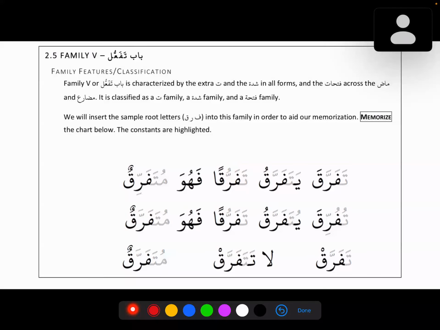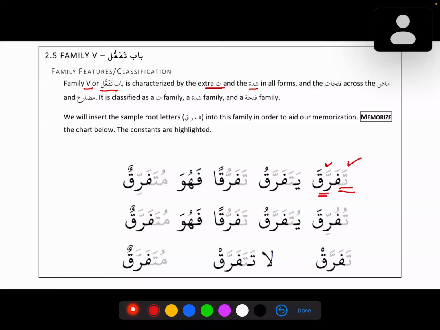Okay, so family 5, bab tafa'ul, tafa'ulun or tafa'alan, however you want to remember that, is characterized by an extra ta. So there is going to be an extra ta in the beginning, and a shadda on the middle root letter. Two things we need to remember as a marker of this family. There is going to be an extra ta in the beginning, and the middle root letter is going to have a shadda.